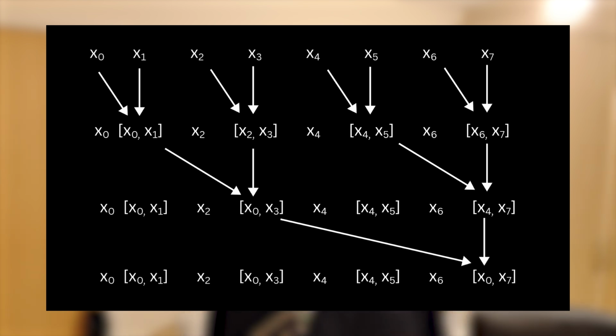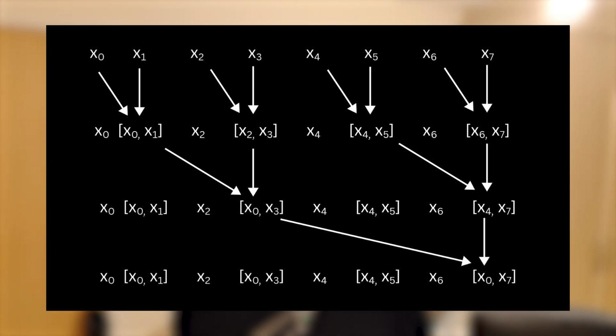The third position is done. It is the sum from x0 to x3. The fourth position is not done. The fifth position is not done. The sixth position is not done. And the seventh position is obviously done. So we still have incomplete results for 2, 4, 5, and 6.